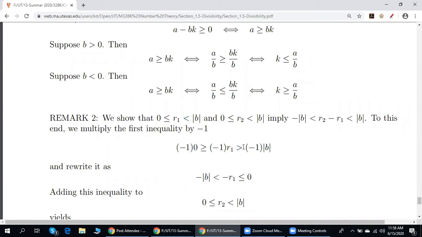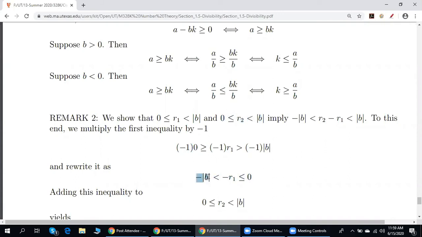And now, negative 1 times absolute value of B is negative absolute value of B. 0 times negative 1 is 0. Negative 1 times R1 is negative R1. We put this on the left and this on the right. So we just rewrite this in this way. And now let us add two inequalities. Let us add this and this.